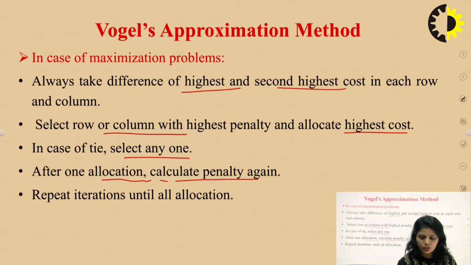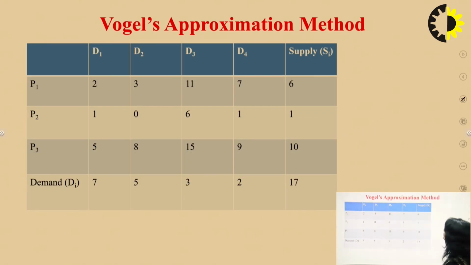Okay. Now what we will do, we will take one example here. We are taking the same example and we will solve it with the help of the Vogel's approximation method. So first what we have to do, we have to find out the penalties.